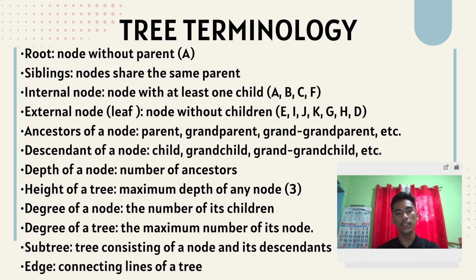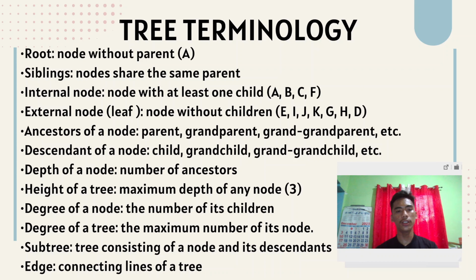So the second is siblings, nodes that share the same parent. Nodes that share the same parent are called siblings. For example, in the tree structure, nodes B and C are siblings as they have the same parent, just the A.